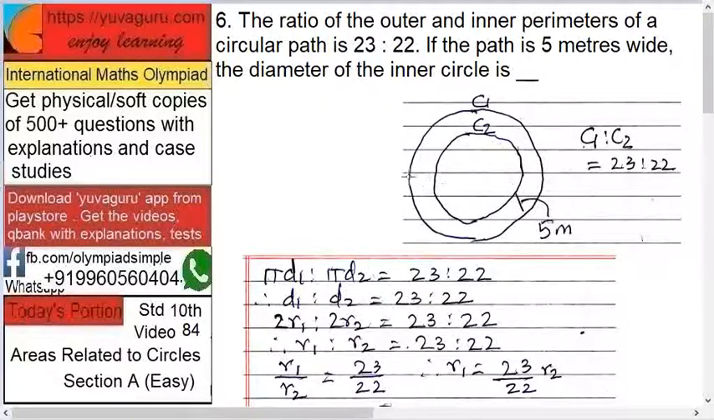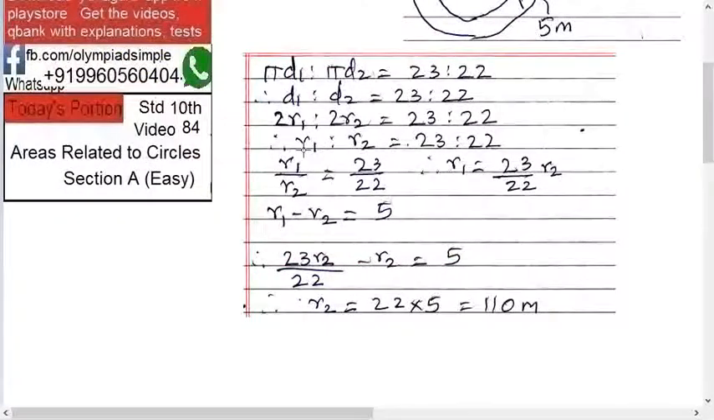So let one diameter be D1, the diameter of the bigger one, and the smaller be D2. So pi D1 upon pi D2 equals 23 by 22. What is pi D1? Circumference equals 2 pi r or pi d, whatever it is. So D1 upon D2 equals 23 by 22. So 2r1 upon 2r2 equals 23 by 22. Therefore r1 upon r2 equals 23 by 22, right? Therefore r1 equals 23 by 22 into r2, right?